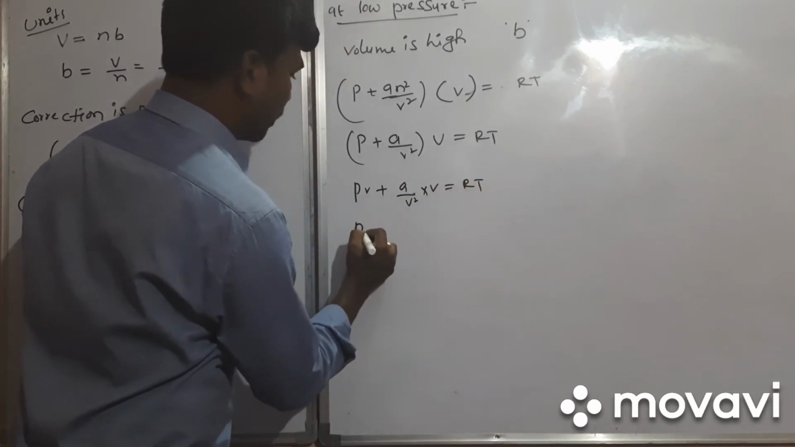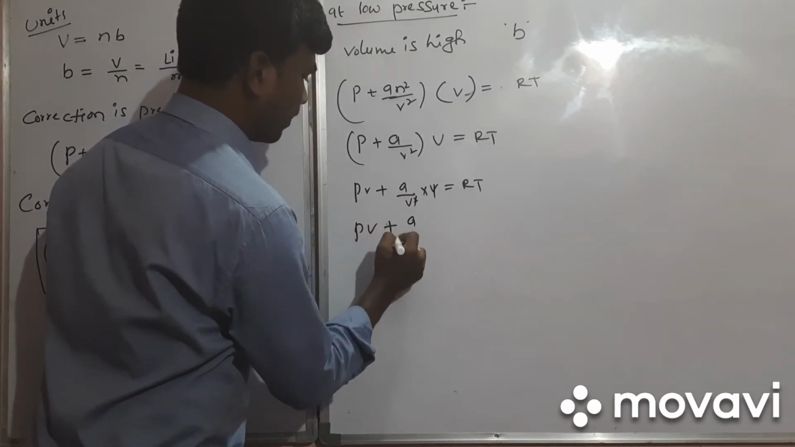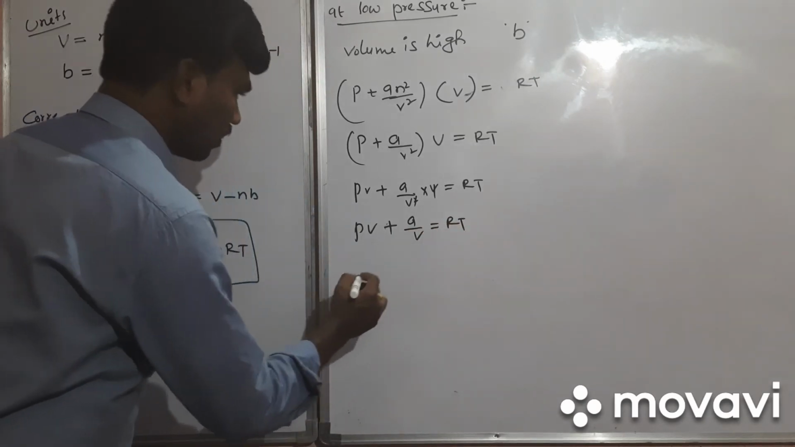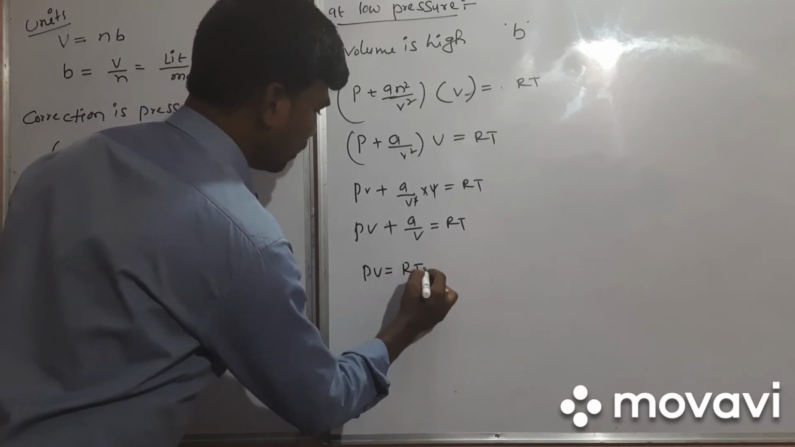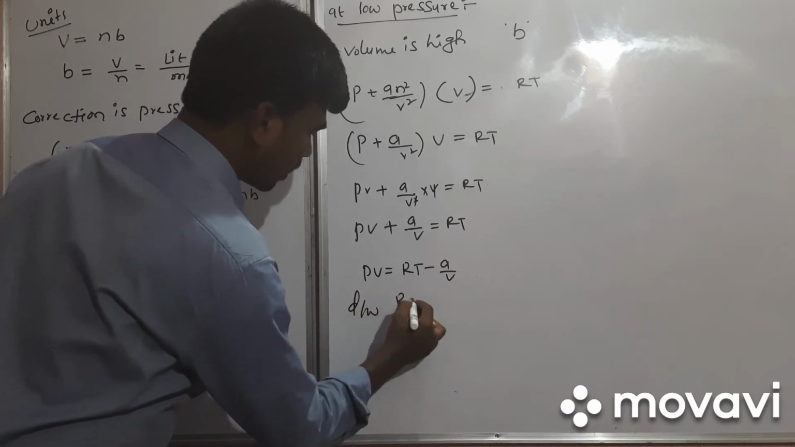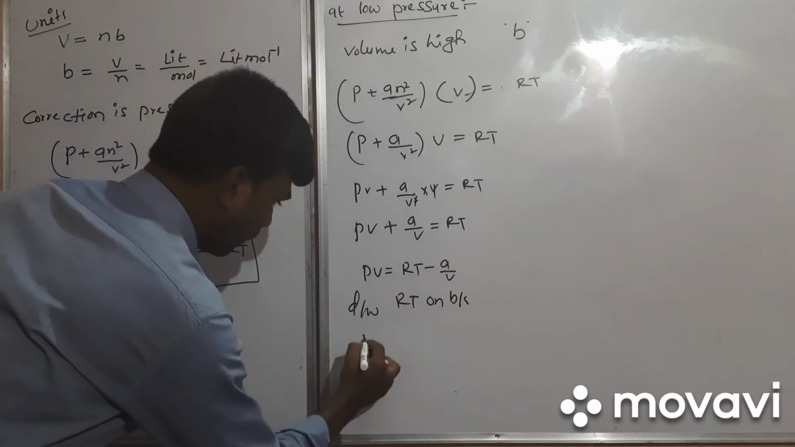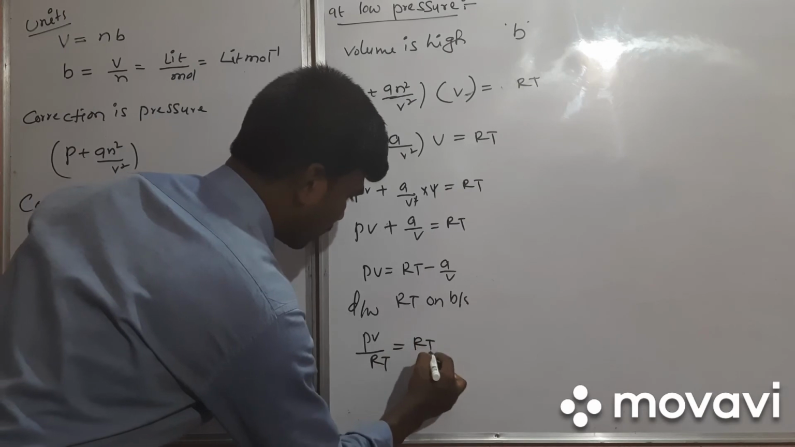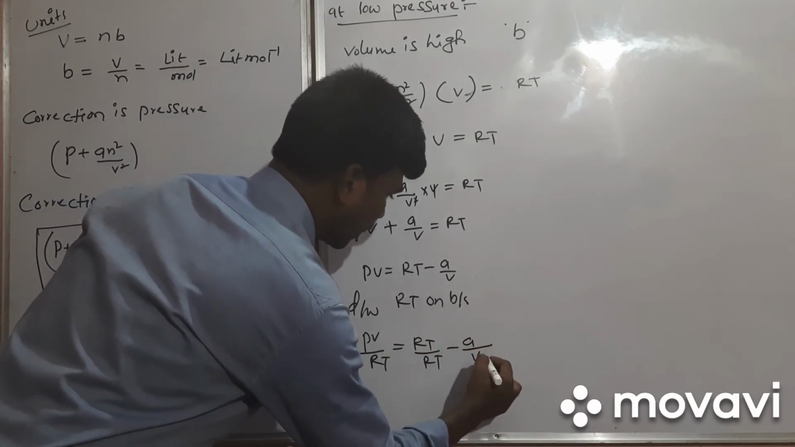So PV, V gets cancelled, so PV + a/V = RT. So PV = RT − a/V. Then divide by RT on both sides. Then PV/RT = RT/RT − a/(VRT).